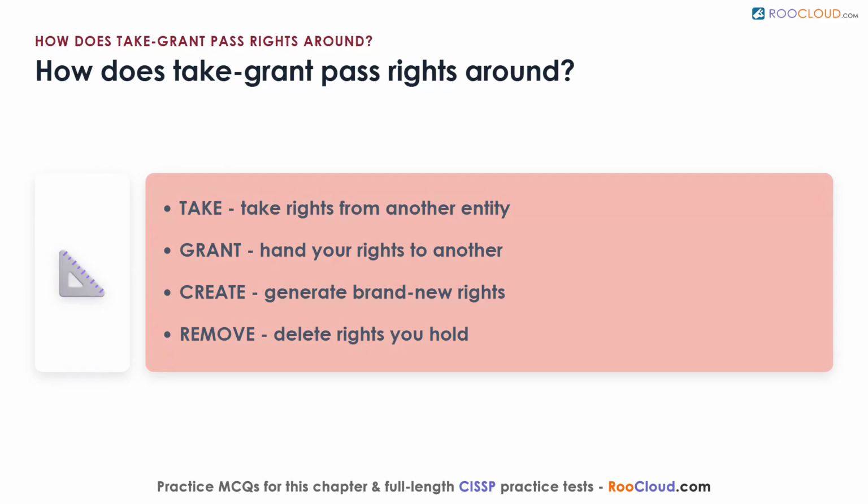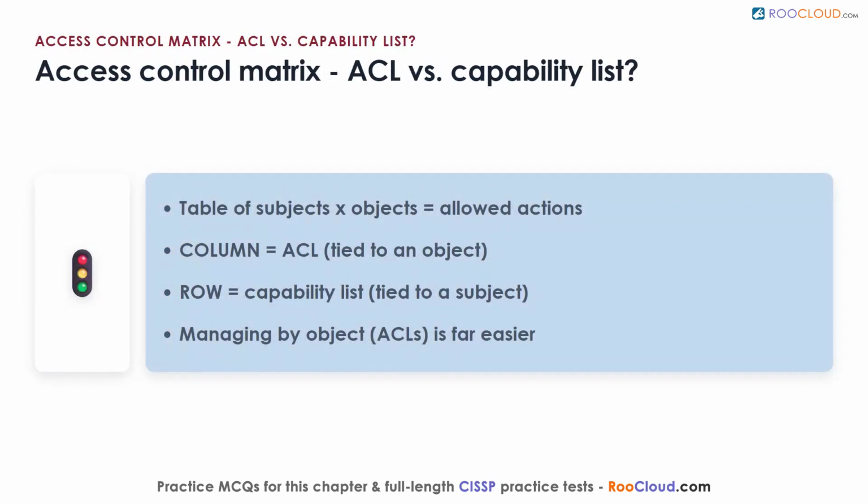You already see this in modern systems. When a user inherits permissions from a group, or a file inherits its access settings from a parent folder. Think of a set of keys. You can copy one for a colleague, take one that was offered to you, cut a new one, or throw an old one away. What is an access control matrix, and how do ACLs and capability lists differ?